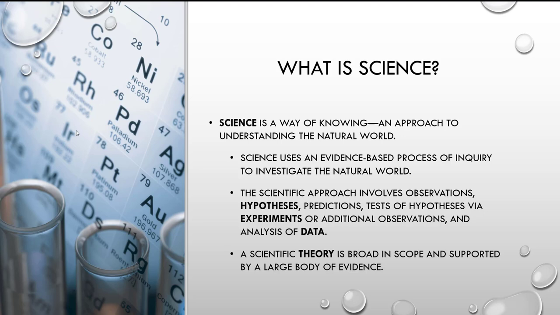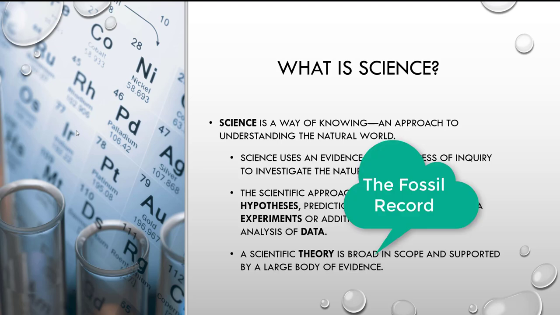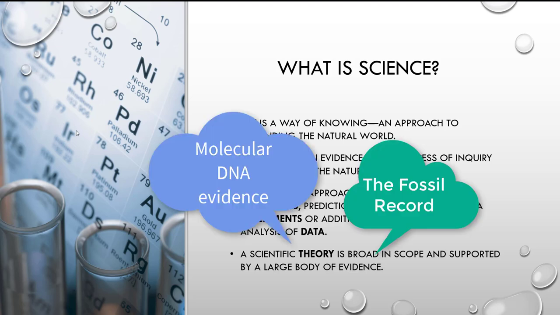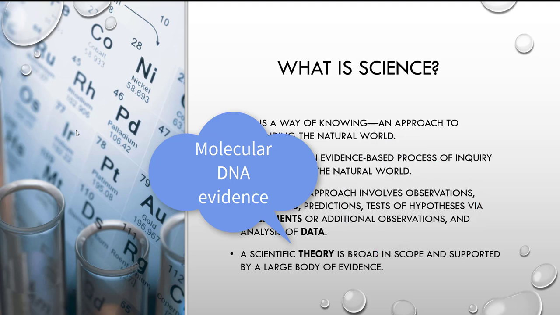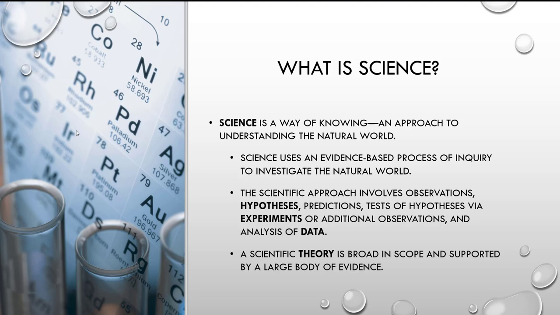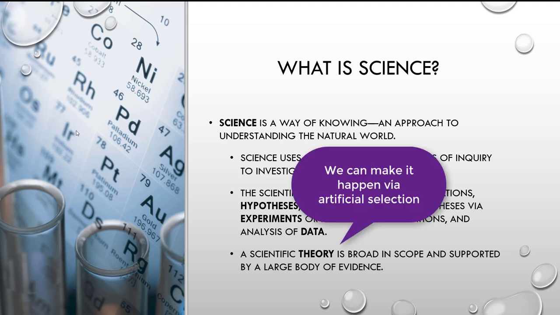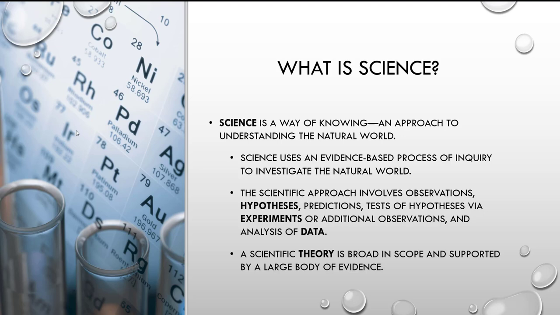We have fossil evidence. We have molecular data, like DNA evidence to support it. We have all sorts of different evidence that is varied and broad to support that scientific theory. And we can actually conduct it ourselves with artificial selection. So we can actually do evolution ourselves, like with plants and things like that.